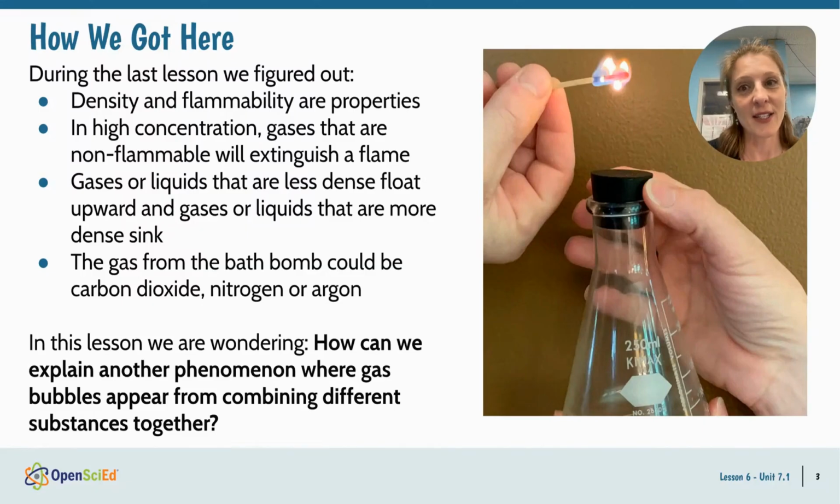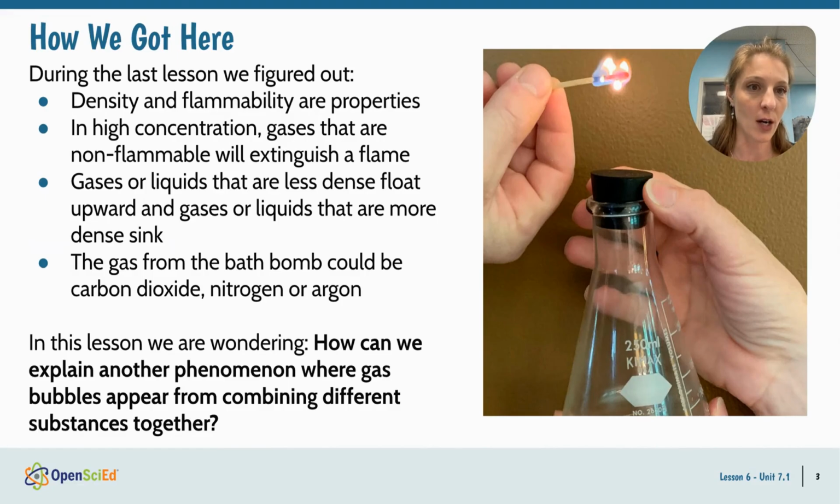In the last lesson, lesson 5, we figured out that both density and flammability are properties, and we added those words to our word wall. We figured out that in high concentration, gases that are not flammable will extinguish a flame. We also figured out that gases or liquids that are less dense float upward, and gases or liquids that are more dense sink downward, and we added that idea to our key model ideas.